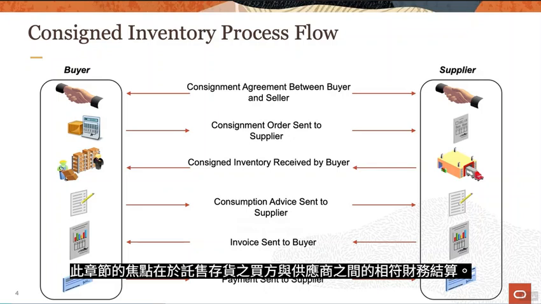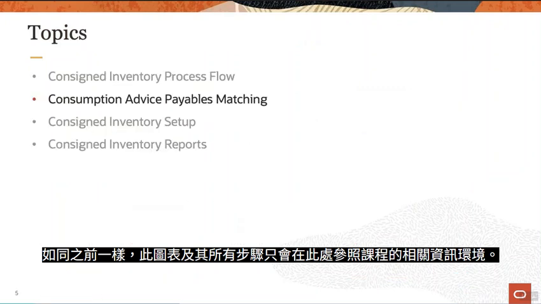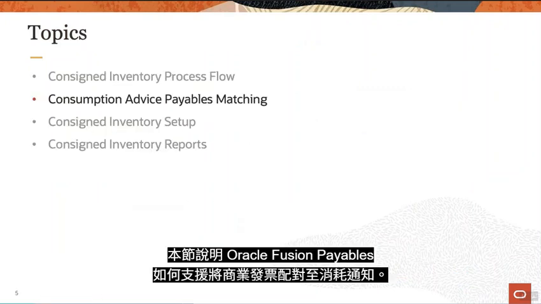The focus of this lesson is on matching financial settlement between the buyer and supplier for consigned inventory. As before, this diagram and all of its steps are simply referenced here for the context of the lesson. This section describes how Oracle Fusion Payables supports the ability to match invoices to consumption advices.